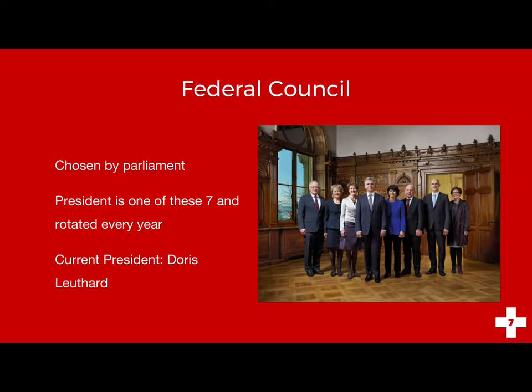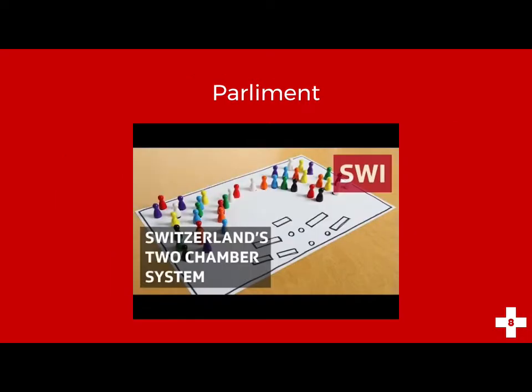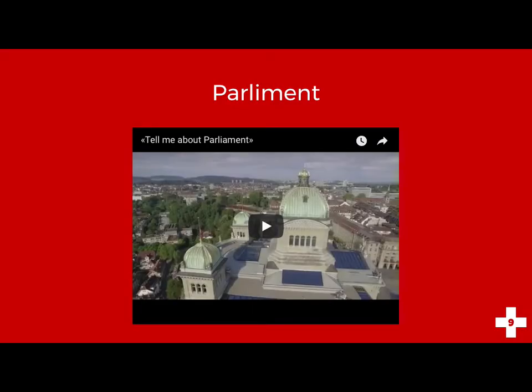But overall, it's a very consensus-based system because even the council has multiple parties. Right now, it's controlled by 4 parties, usually by this system of 2-2-2-1, and that's usually the breakup. This is a concept they call the magic formula, which we will get into in a minute. But first, we're going to watch this video on the Swiss Parliament because I thought it was a good video.